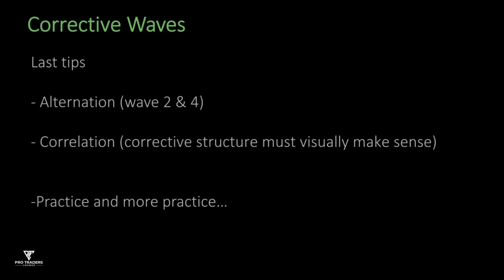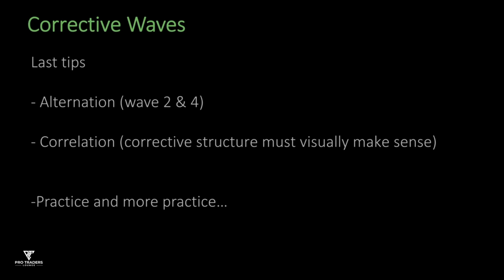And vice versa. When you get a very shallow sideways corrective wave 2, then you can be looking, for example, for a zigzag, a sharp movement towards the 0.5 in wave 4. And then for correlation, corrective structure must visually make sense.